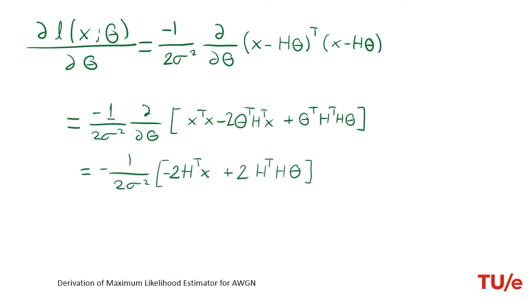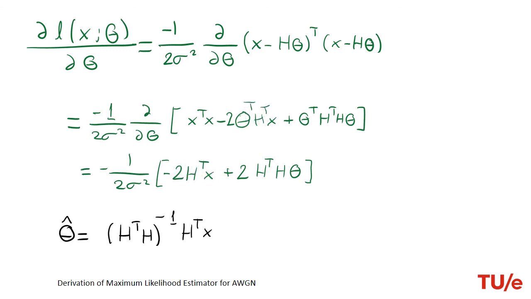The partial derivative of the x transpose x term with respect to theta is 0. So let's get rid of that. The derivatives of the remaining terms are as shown. Now, all we need to do is to set this equation equal to 0. Note that this is exactly the same expression as the least squares estimate. So, for data in additive white Gaussian noise, the least squares estimate is equivalent to the maximum likelihood estimate.